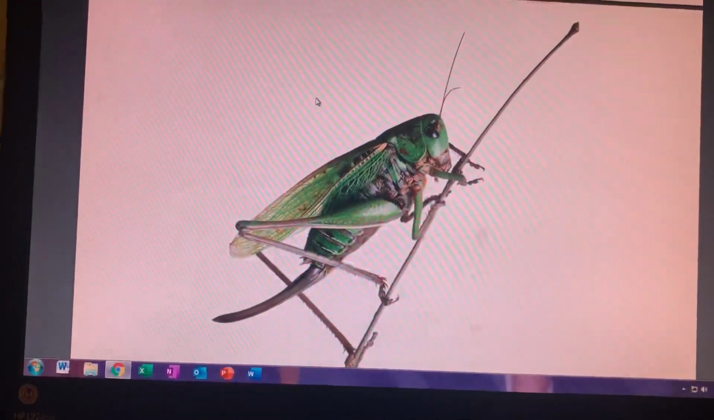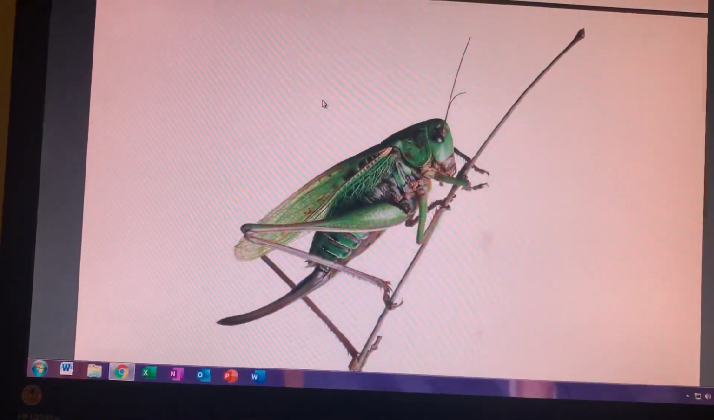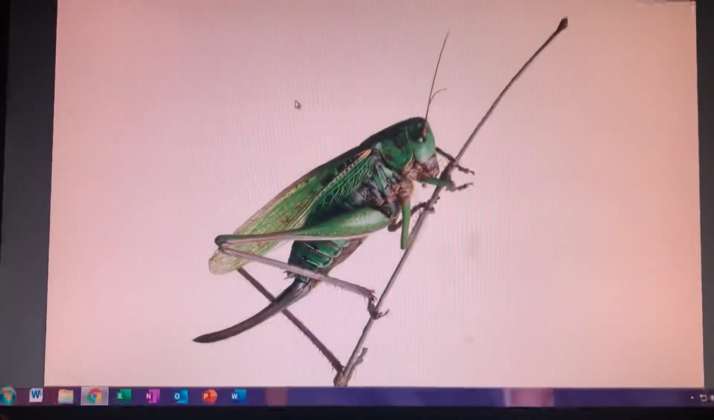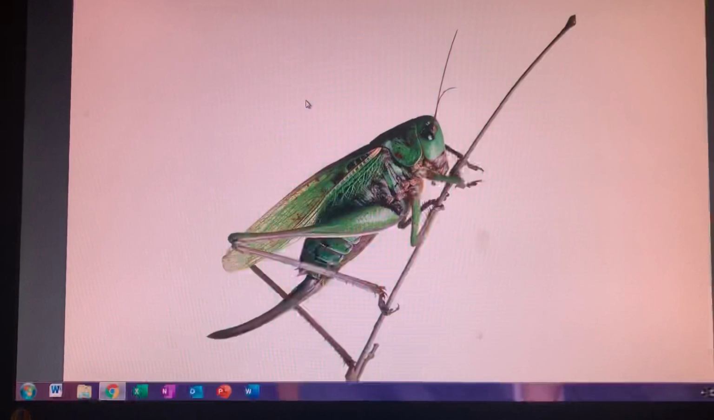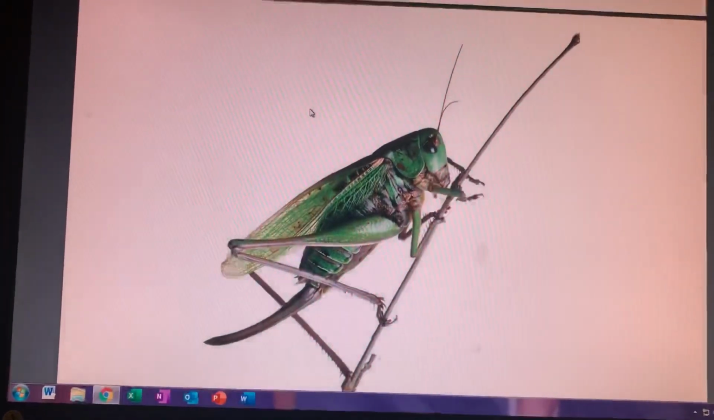I'm going to read that one more time. The cricket's ears are located on its legs, attached to the middle section of the cricket's body. You can pause right now if you want to look for yourself, but I'm going to move on. The middle section of an insect's body is called the thorax.